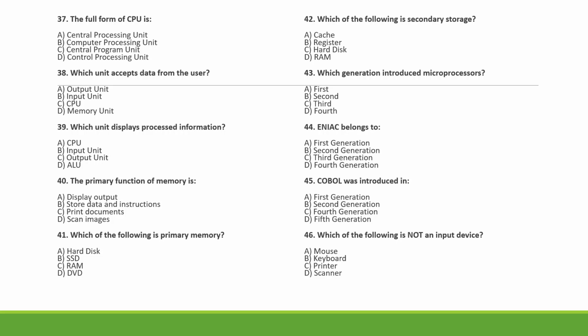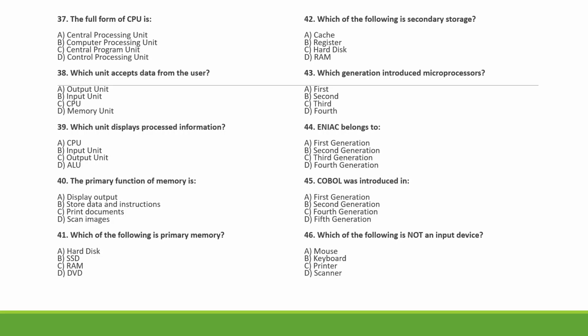Which unit accepts data from the user? From the user, input unit will read the data and pass those data into the computer system. Here option B is the correct answer. Input unit. Which unit displays the processed information? That's the output unit. The correct answer is option C.